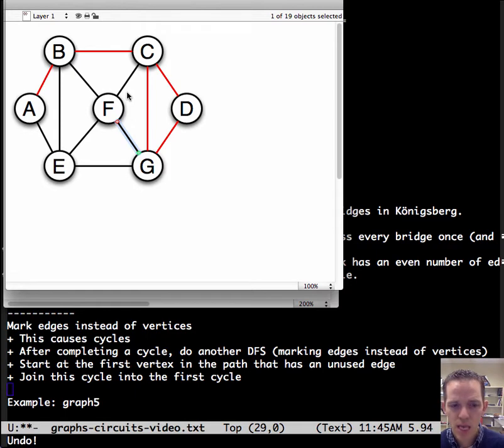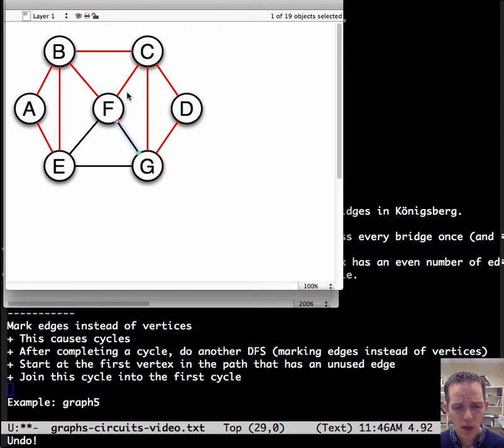So then from C, we only have one option. We're going to go to F. At F, we have several, but we're going to choose to go to B. And then from B, we only have one edge that's not used. We're going to go to E. And E has a couple options, but we're going to favor A because it's of lower value. Okay, great. We completed an Euler circuit, except we haven't used all of the edges in the graph.